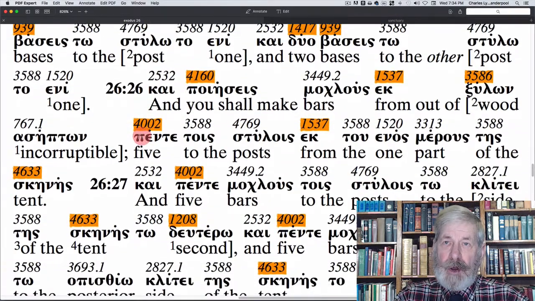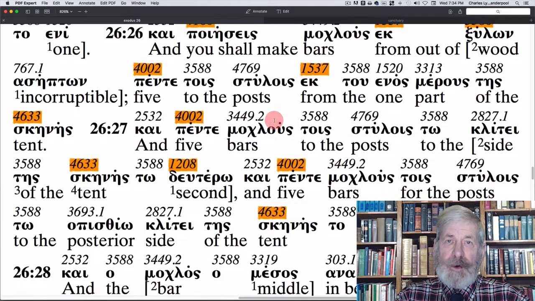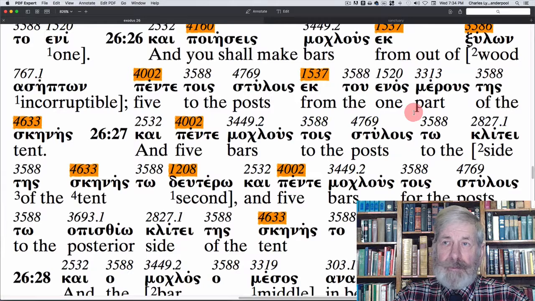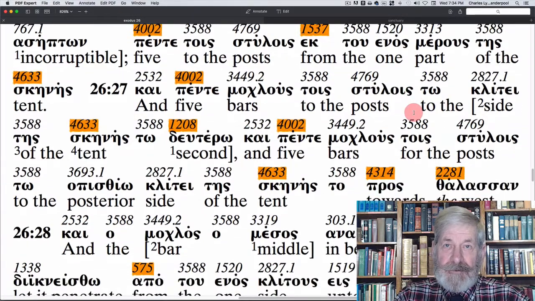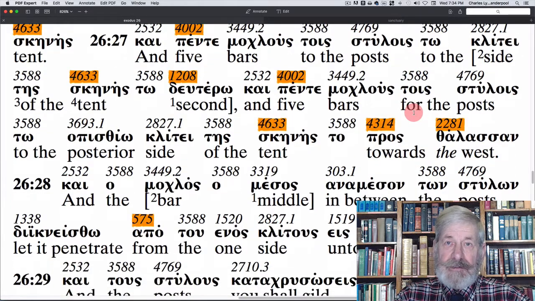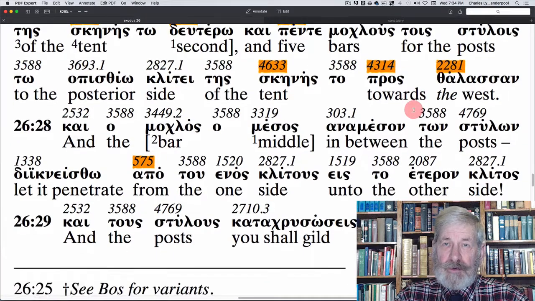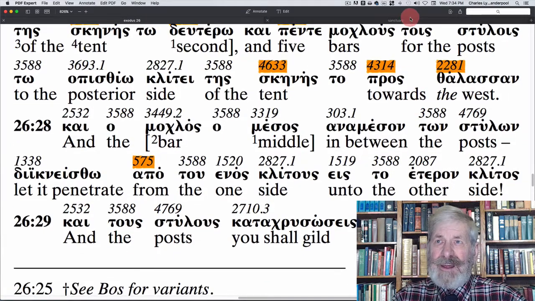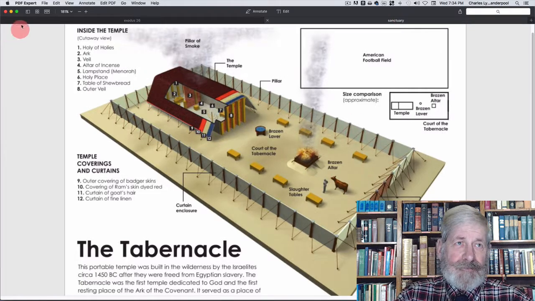And you shall make bars from out of incorruptible wood, 5 to the posts, from the one part of the tent. So that's the bars that go across. 5 bars to the posts to the second side of the tent, and 5 bars for the posts to the posterior side of the tent towards the west. So we know that this tent is, this would be the west, north, and south, and this is the east.